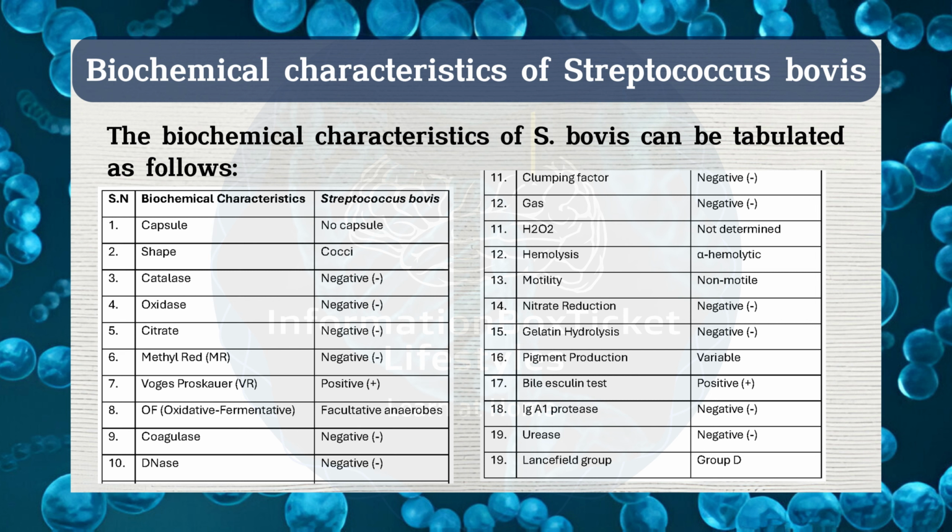Despite being non-motile and lacking nitrate reduction, gelatin hydrolysis, and pigment production, it demonstrates a positive result for the bile esculin test. Additionally, S. bovis belongs to Lancefield Group D and is negative for IgA1 protease and urease activity. This comprehensive biochemical profile aids in the accurate identification and differentiation of S. bovis strains in clinical and research settings.